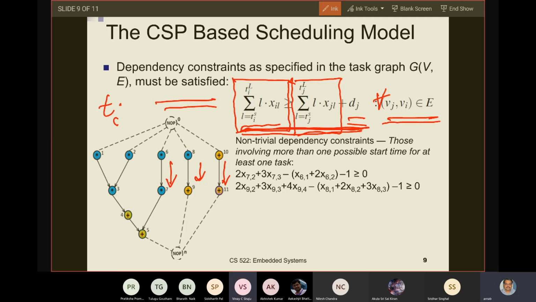Yes, sir. So because execution time equals 1, this is saying that if x72 has to be equal to 1, then x61 must be equal to 1. x62 cannot be equal to 1. If x73 equals 1, then you can have either x61 equals 1 or x62 equals 1. Any one of them can be equal to 1. Both cannot be 1 because the unique start time constraint has guaranteed that. So you have now understood what these dependency constraints are trying to say.